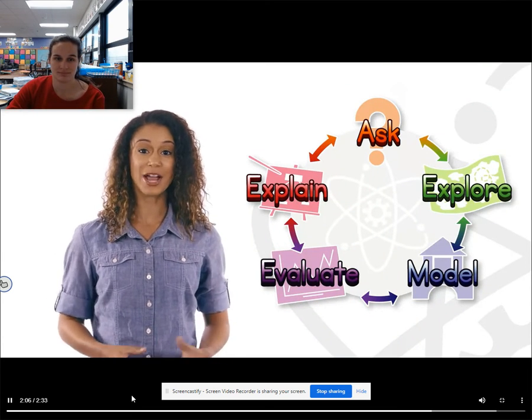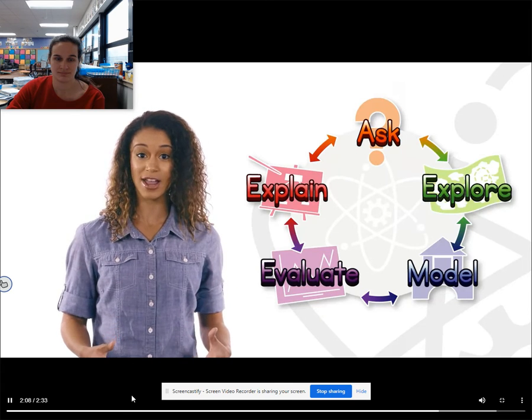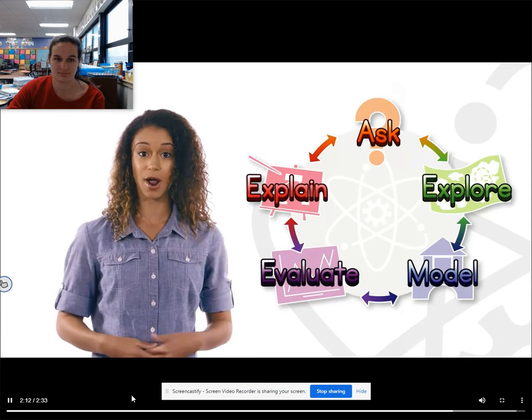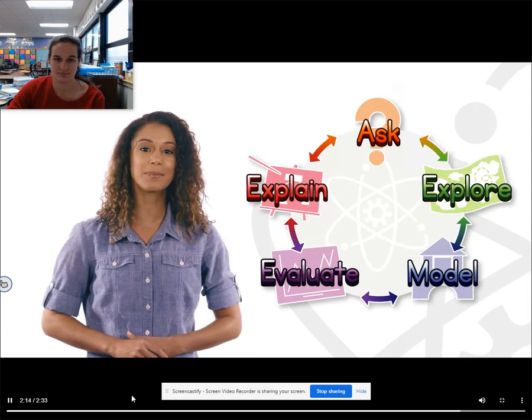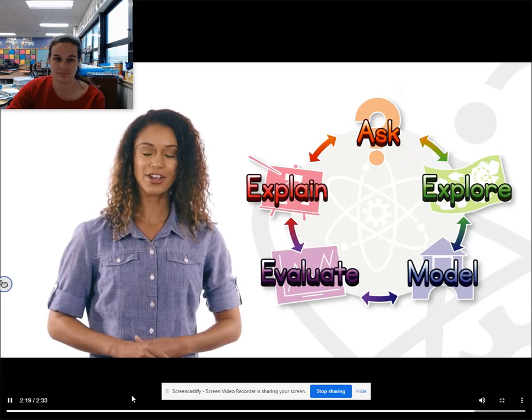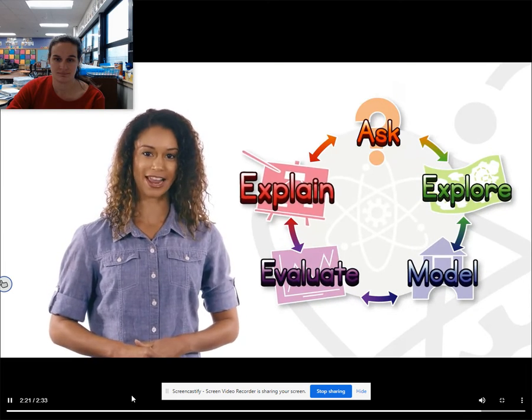Using an engineering design process provides a step-by-step way to solve design problems. As you develop a solution to problems in your life, use these steps to guide you. Ask, explore, model, evaluate, and explain.